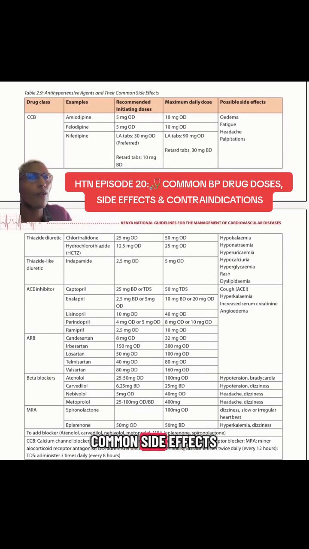What are the common side effects with beta blockers? Beta blockers, you watch out for bradycardia, low pulse rate, and if your heart rate goes below 55, you may need to stop the beta blockers. Also watch out for hypotension. A number of patients may experience fatigue and dizziness.